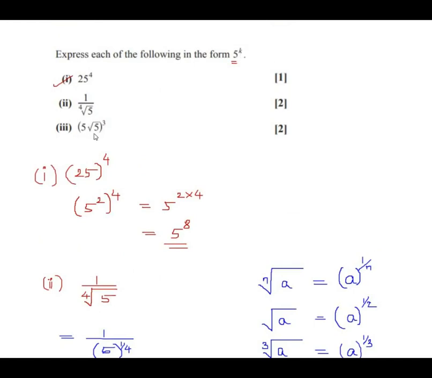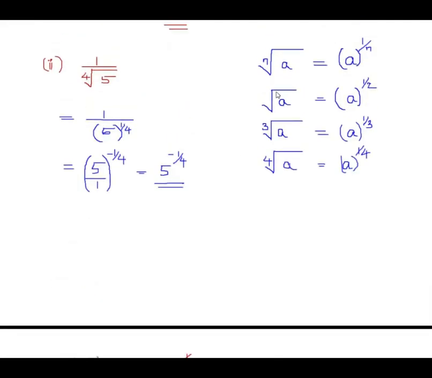Now let us look at the last question. We should write 5 times root 5, the whole cube, in the form of 5 to the power of k. So I will write the terms inside the bracket as 5 times square root of 5. So square root can be written as a fractional power. So I will write 5 to the power of half.